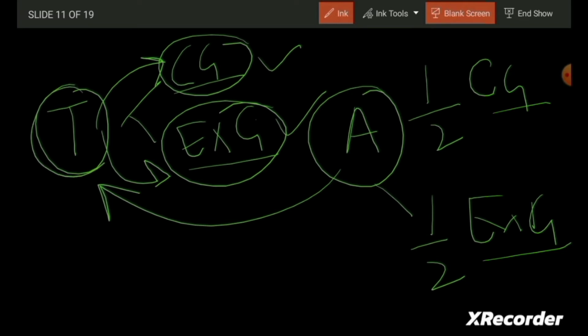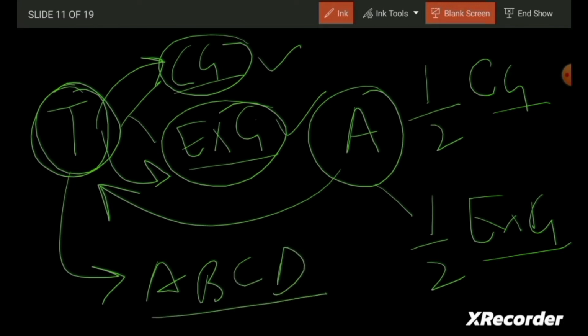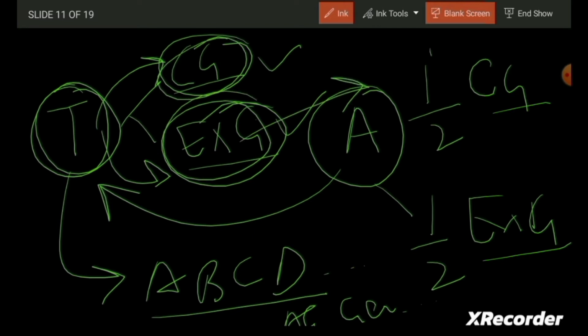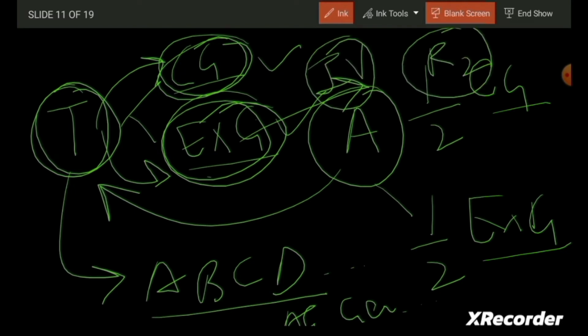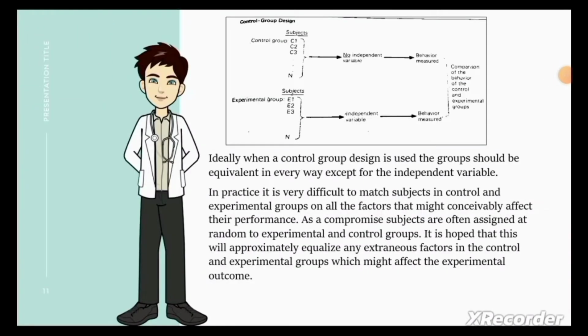So now, if the T group consists of all the people A, B, C, D, etc., who are equal in other factors such as age, gender, etc., and we have divided them randomly, it does not actually make much of a difference between the control group and experimental group. Hence we can say that whatever result is given by the experimental group after the introduction of the independent variable is because of the independent variable and not because of any other factor. That is exactly what the books also say.